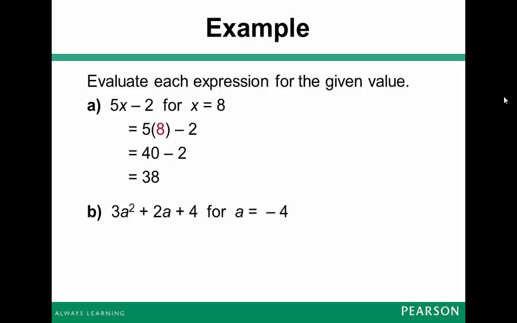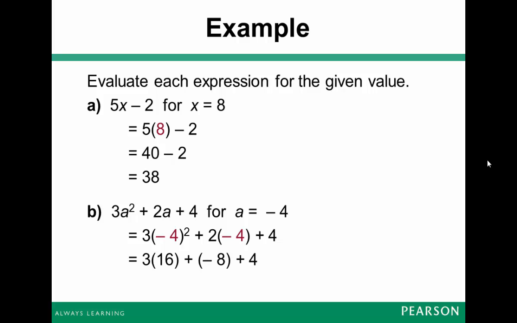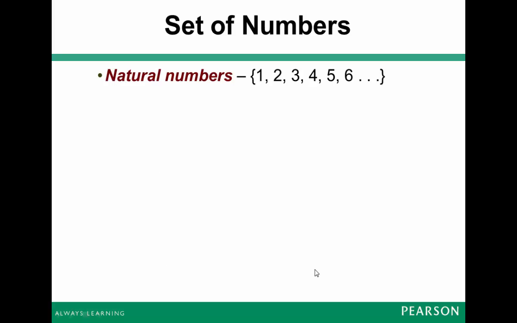Now if we have 3a squared plus 2a plus 4, and we evaluate a for minus 4, it means we're going to replace the a everywhere with a negative 4. Notice that we'll be raising a negative 4 to the second power, so we probably need to enclose that in parentheses. And when we do so, then we square that negative 4, we get a positive 16. And of course, over here we have 2 times the negative 4, so we get a negative 8 there. Combining, then, we would have 3 times 16. So that would give us 48 minus 8, which gives us 40, and add 4 to it, we get 44.